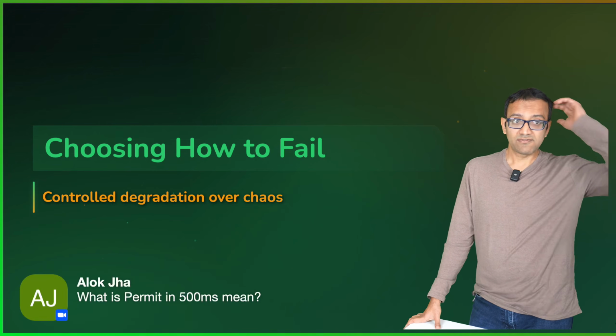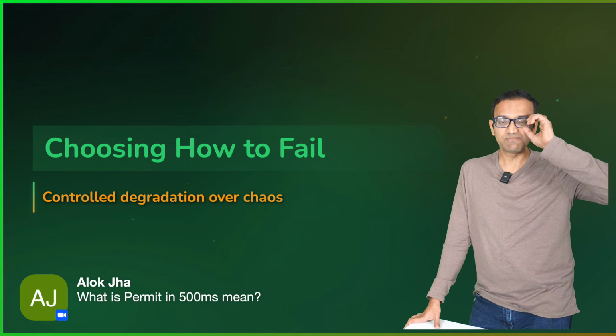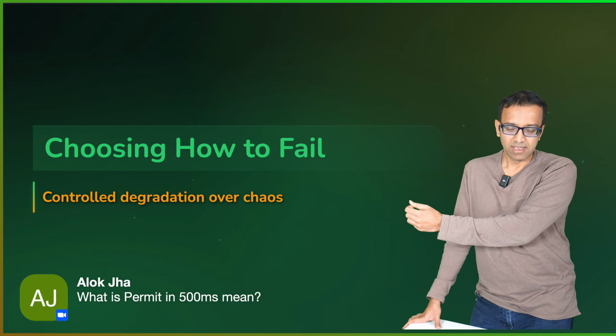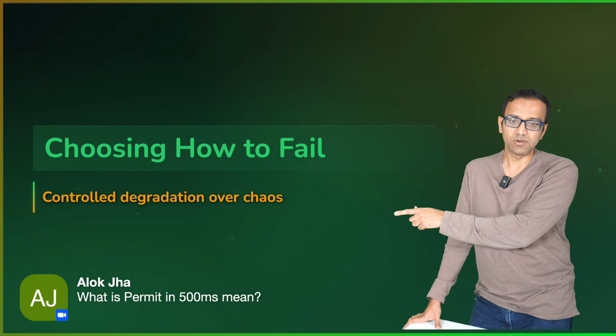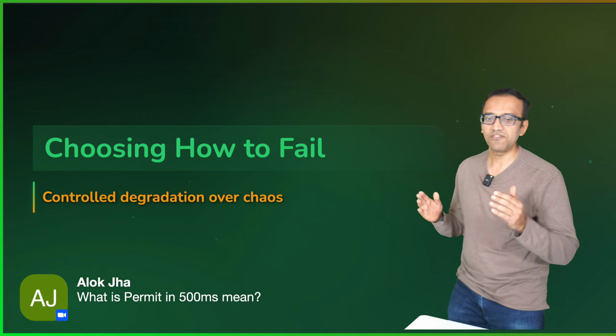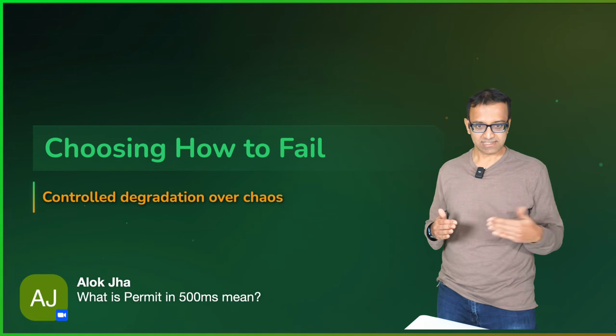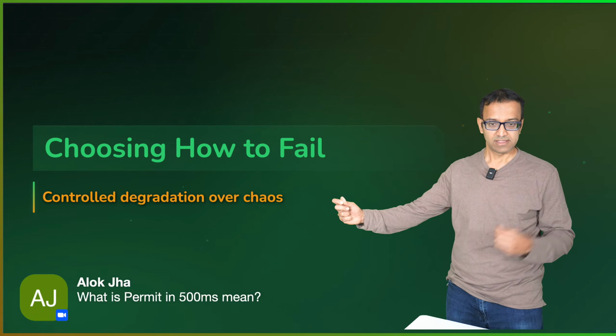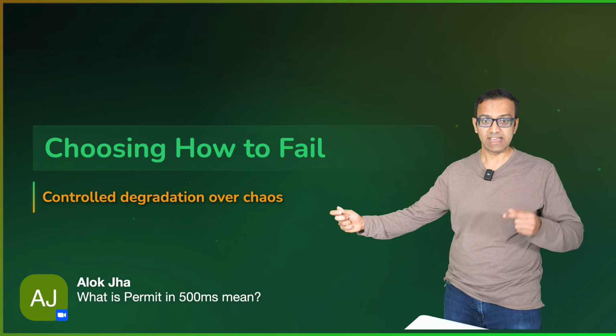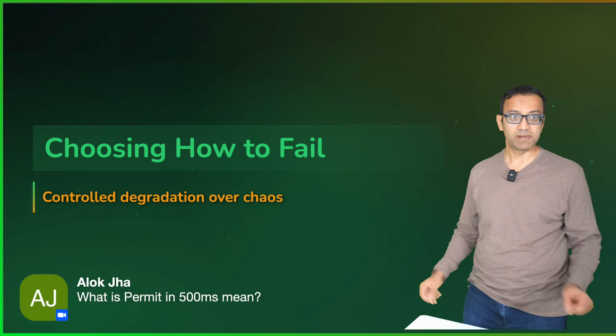What does permit in 500 milliseconds mean? Permit is basically what you are allowed, access to the service. When you say concurrency limit of 10, 10 requests get the permit to go. The 11th one does not get the permit and it has to wait. Right? That's the permit I'm talking about.